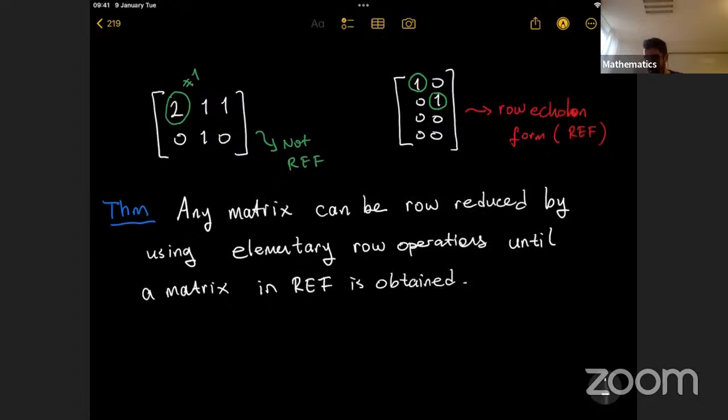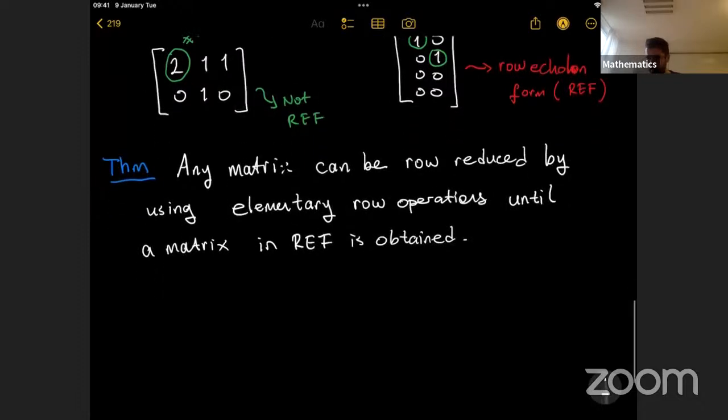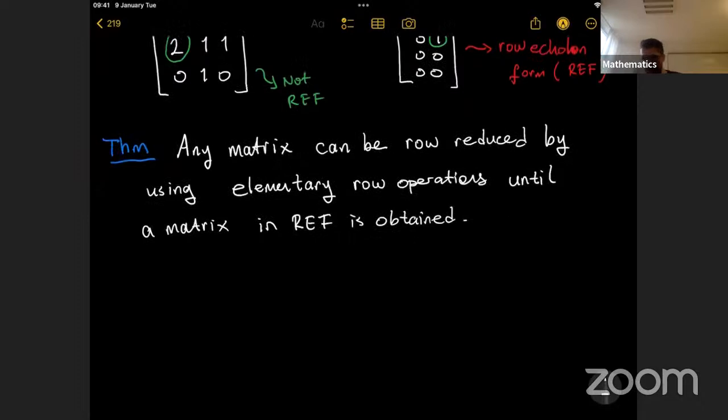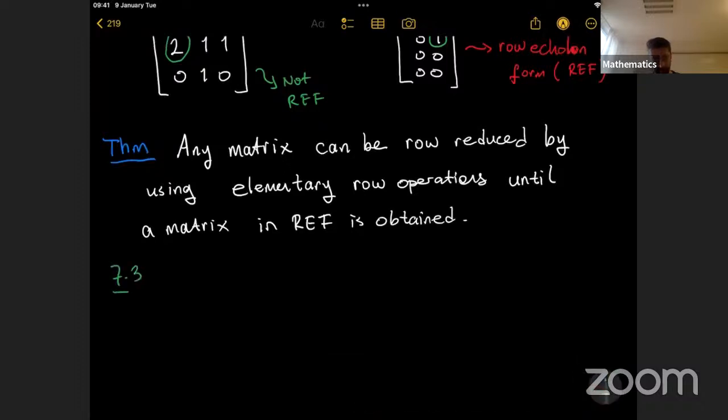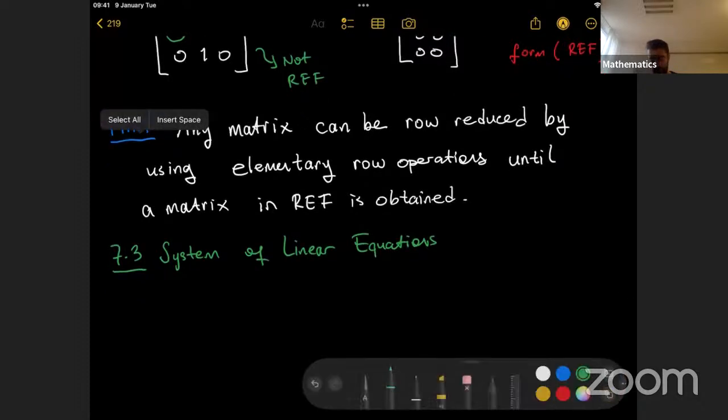All right, now let's talk about systems of equations, and we will solve systems of equations. So this is 7.3, System of linear equations. Well, the exam dates are written on the syllabus.